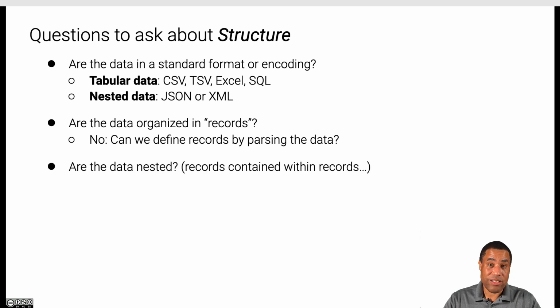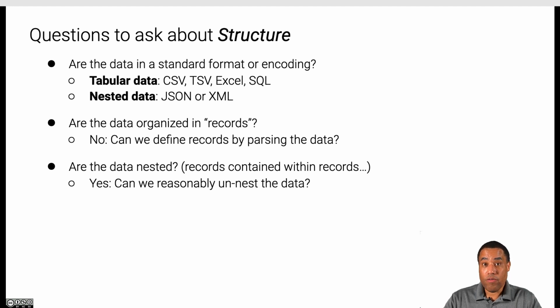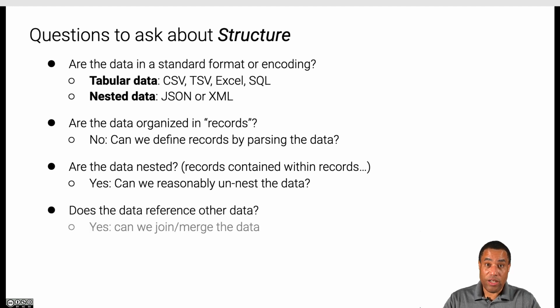Are the data nested, right? That is records that contain records, which might contain records, and so on. If the answer is yes, well, is there a reasonable way for us to unnest the data and turn it into some rectangular or tabular format? Does the data reference other data? If the answer is yes, then we can join and merge the data with that other data.